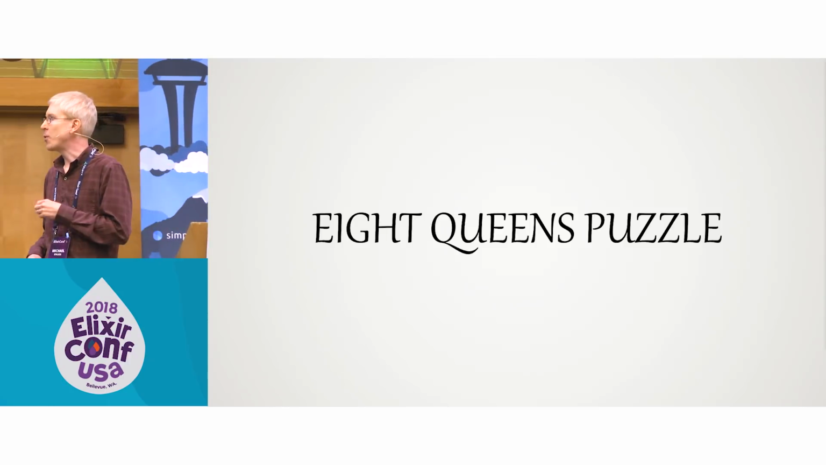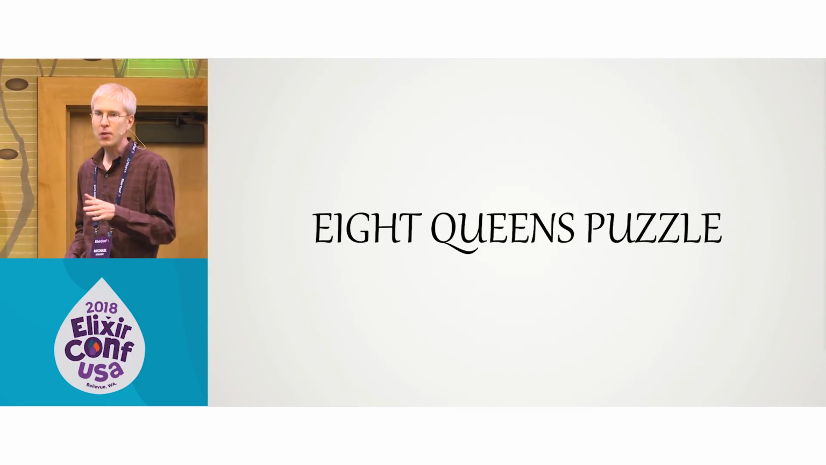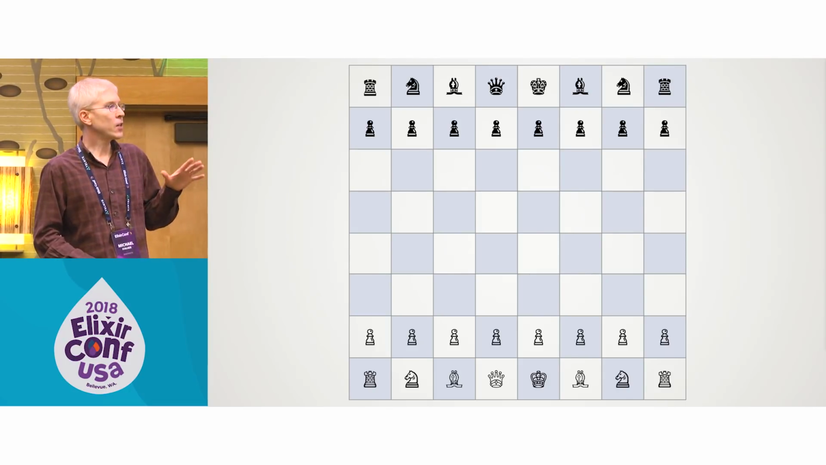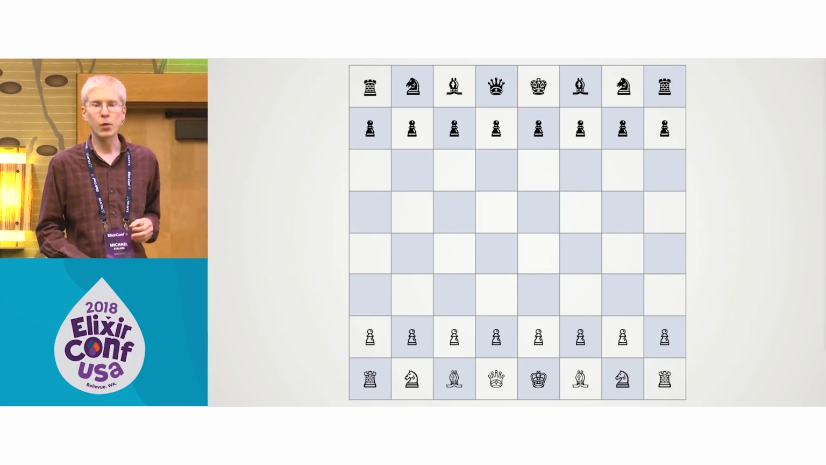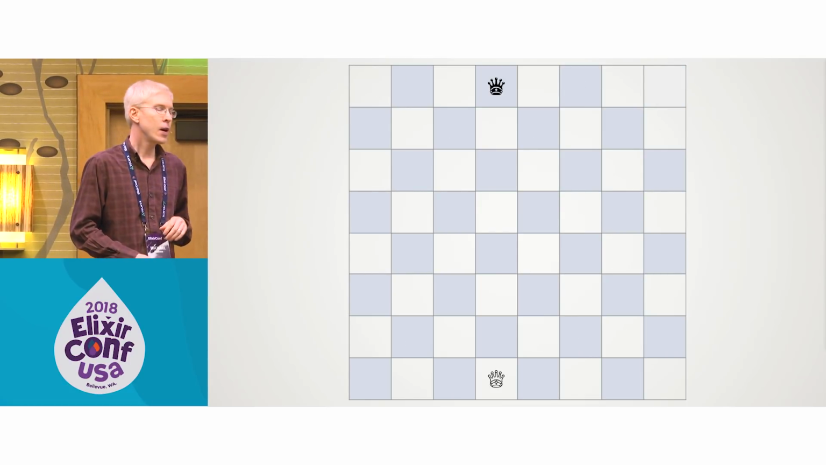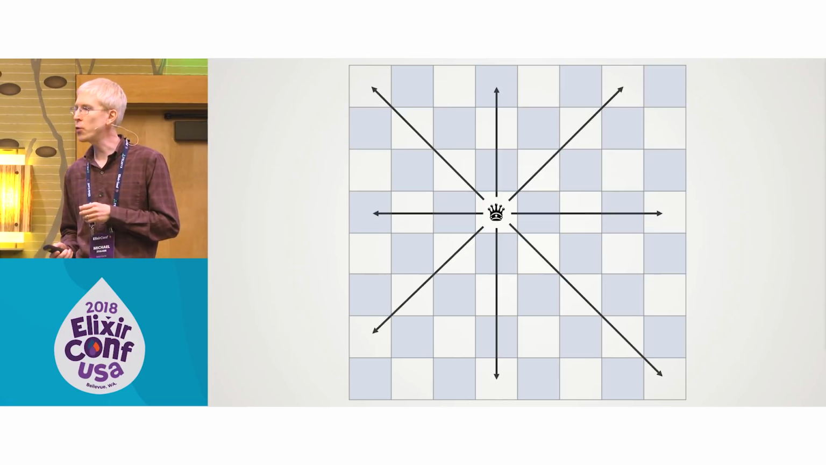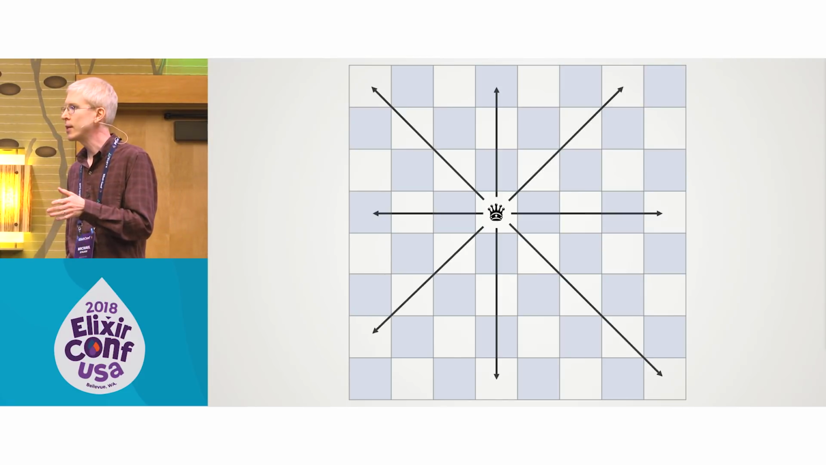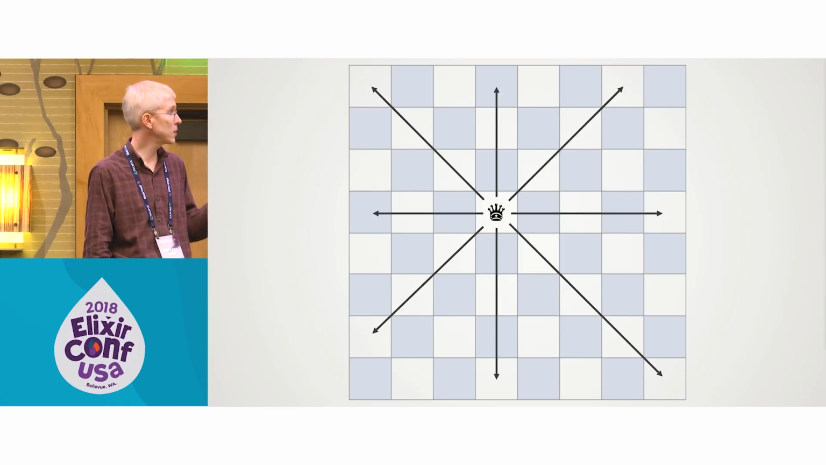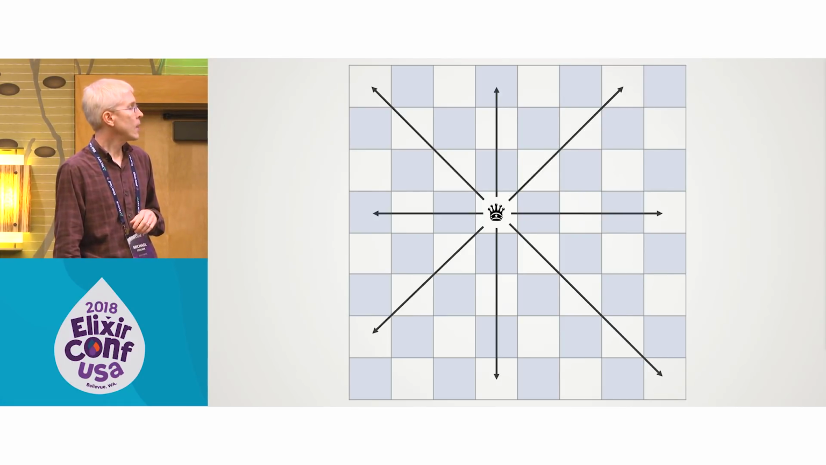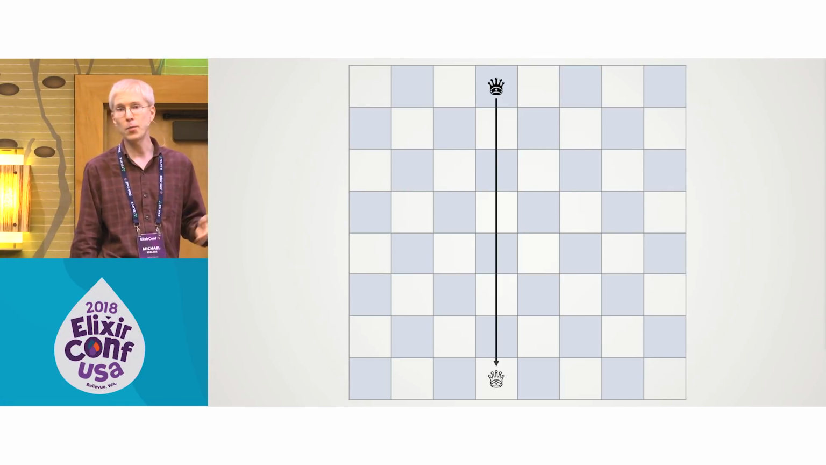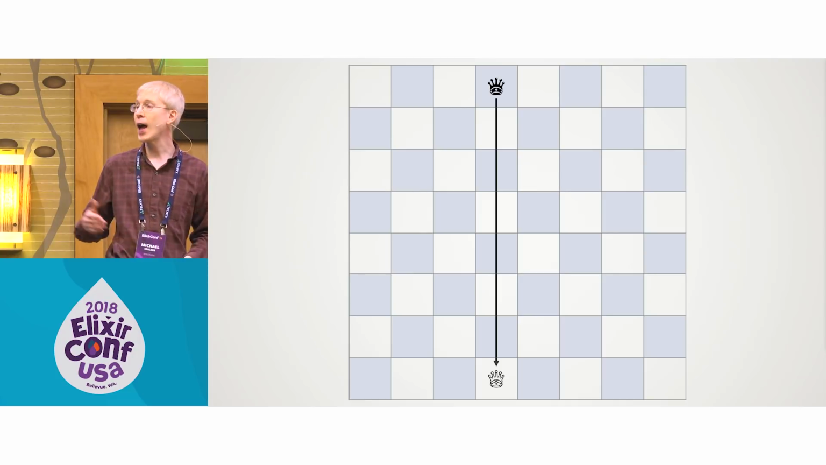So the first one is the 8 Queens puzzle. And the 8 Queens puzzle goes like this. So it's in the context of a chess set. And a chessboard is an 8x8 grid. And we're going to focus on 2 of the pieces, the queens. And the queen is a very powerful piece in chess because the queen can move any number of spaces in any one direction, up and down, left and right, across the diagonals. And in chess, we say that when one piece moves onto a space occupied by another piece, the attacker captures the defender.